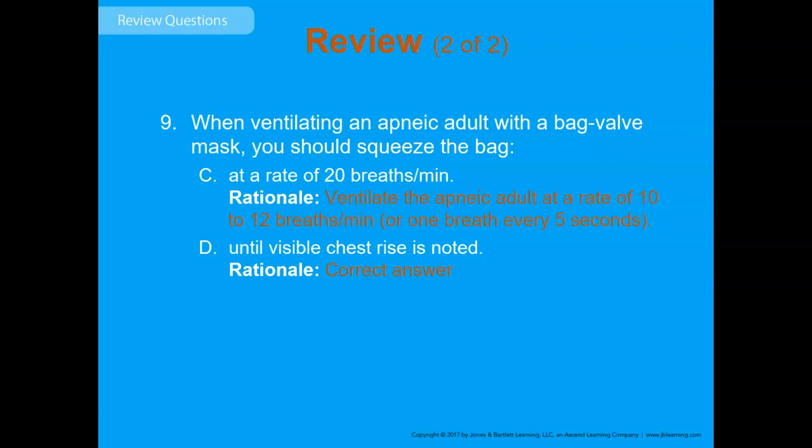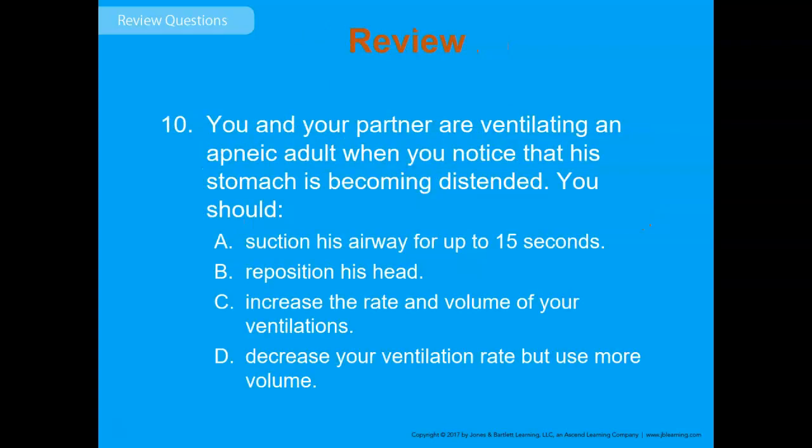Because you got that one right, we're going for the bonus. Bonus round. You and your partner are ventilating an apneic adult when you notice that his stomach is becoming distended. Oh, not good. Let's talk about what we want to do. So what should we do? Remember, maybe all 4 of these are going to be somewhat right, but only one's going to be really right.